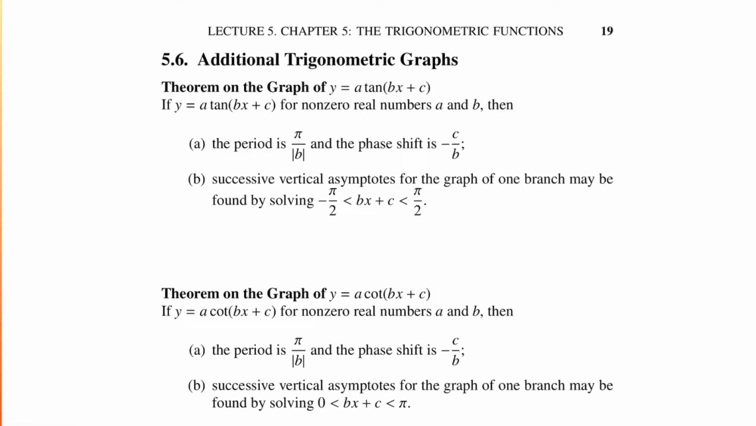Hi, this is section 5.6, additional trigonometric graphs. In this section, we'll be looking at the graphs of tangent, cotangent, secant, and cosecant. So let's begin. They start us off with the period.